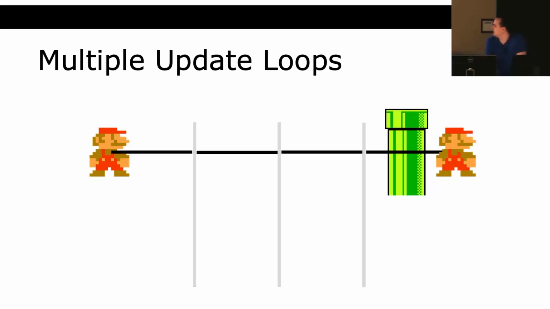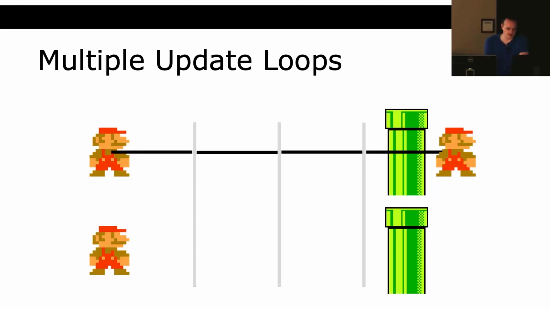So what we could do is say, okay, I can afford maybe 4 of these per update, and so instead of 1 update per render, now I have 4 updates per render, and oh look, now I've collided with the pipe. And so Mario will be to the left of the pipe instead of erroneously to the right of the pipe.